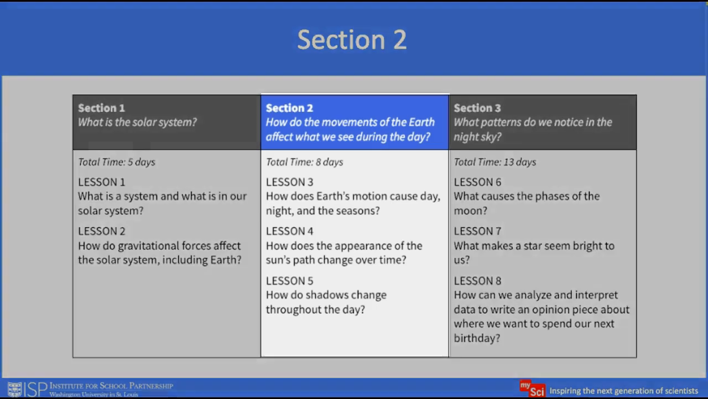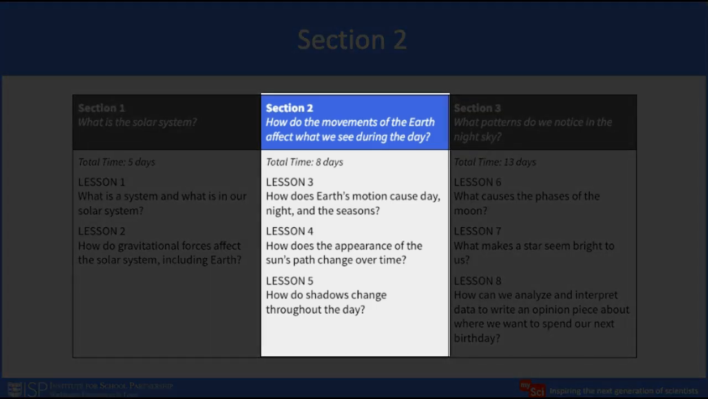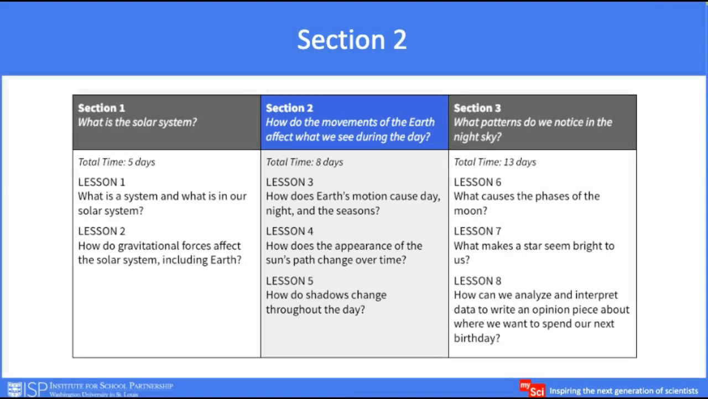Section 2 asks students to dive deeper into how the solar system functions as a system by figuring out how the movements of the Earth in relation to the Sun cause patterns we observe in everyday life, like day and night, a year, the apparent position of the Sun in the sky, and the daily changes in length and direction of shadows. This section will take about 8 days.